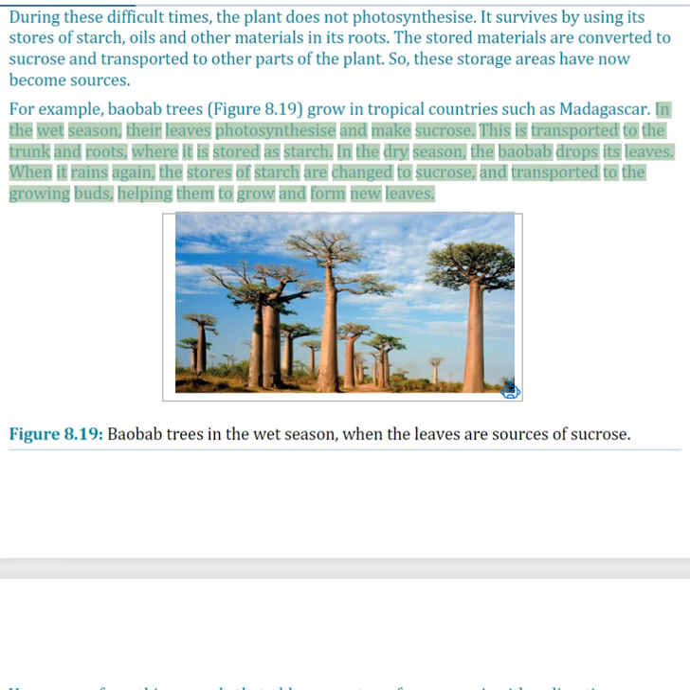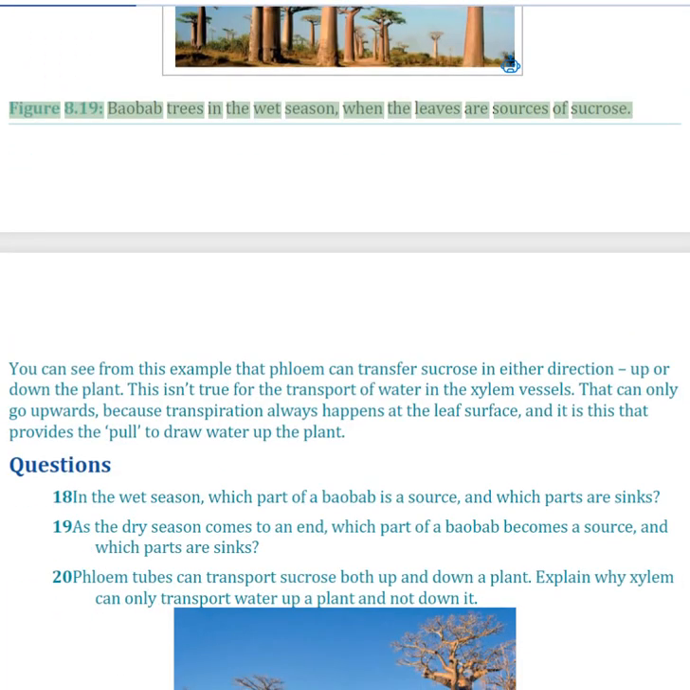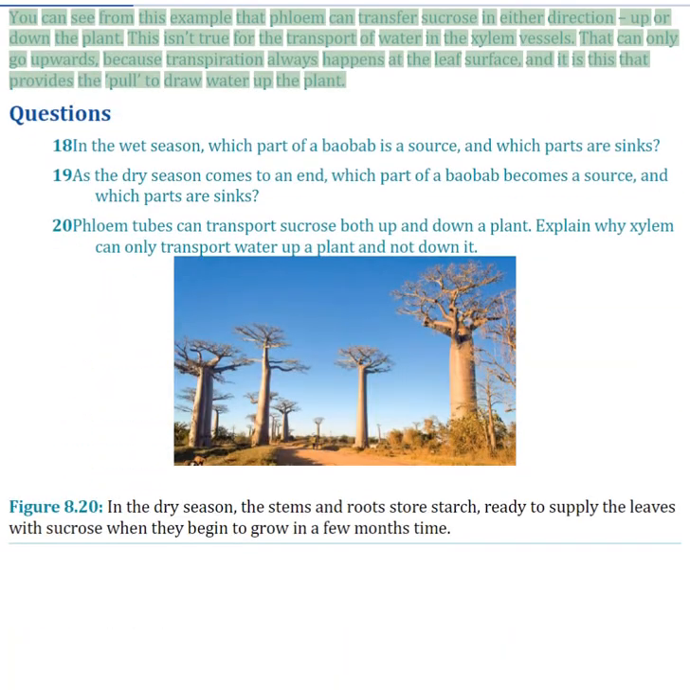When it rains again, the stores of starch are changed to sucrose and transported to the growing buds, helping them to grow and form new leaves. Figure 8.19: baobab trees in the wet season, when the leaves are sources of sucrose. You can see from this example that phloem can transfer sucrose in either direction, up or down the plant.